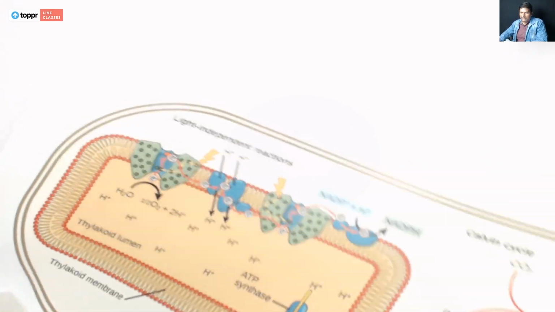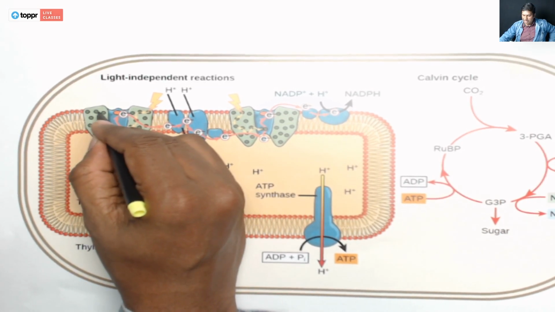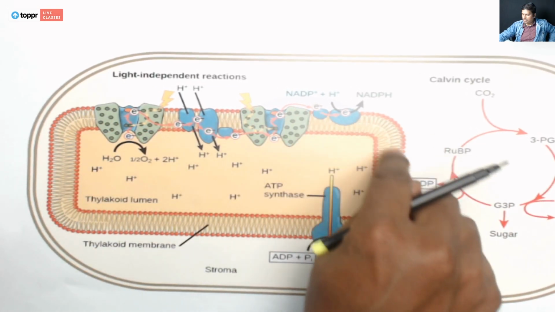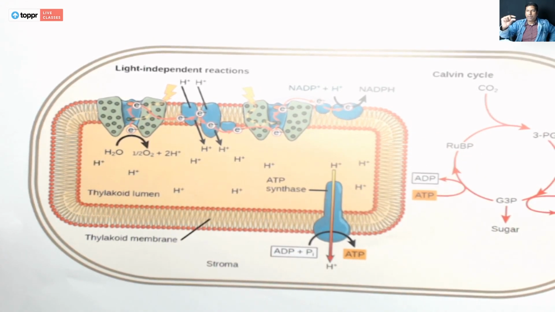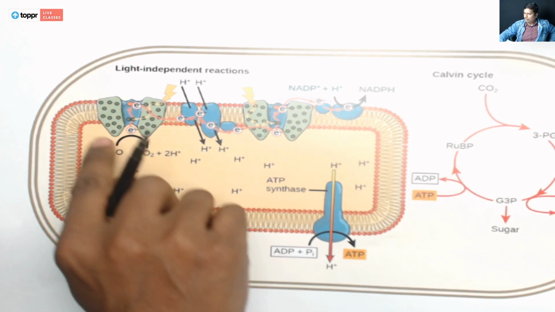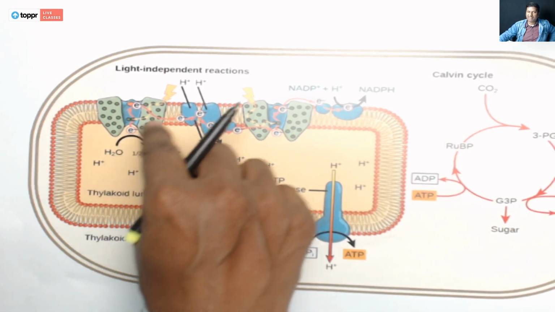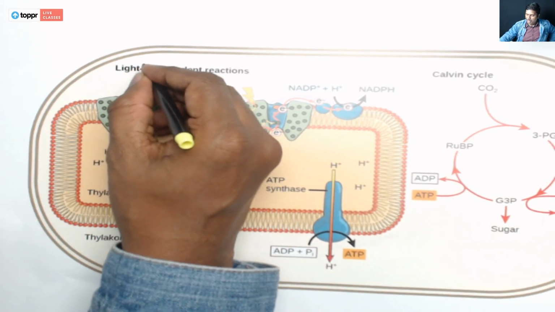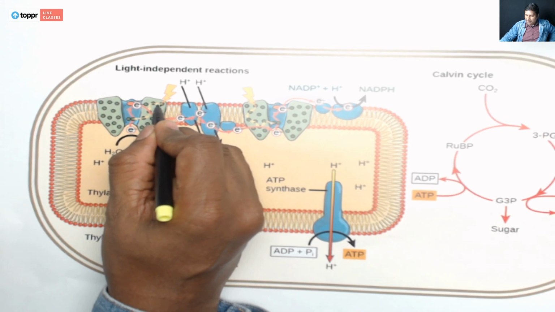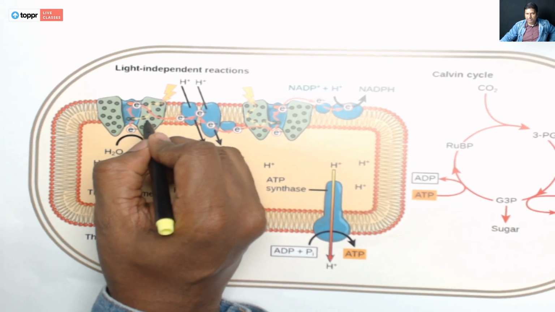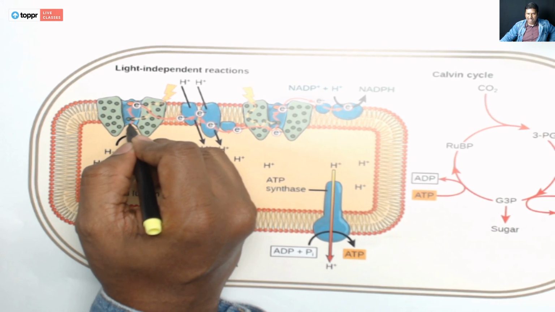Okay, in the thylakoid membrane you have chlorophyll molecules. These green things are your chlorophyll molecules. This entire thing is one thylakoid, one coin structure. In the membrane of the thylakoid you have several chlorophyll molecules. These chlorophyll molecules absorb the light, and the energy obtained is transported to the reaction center.